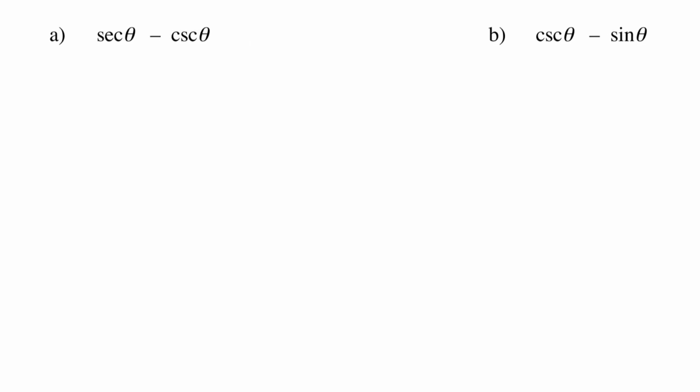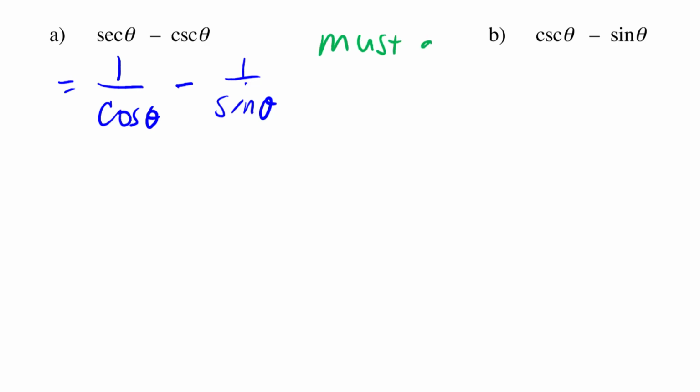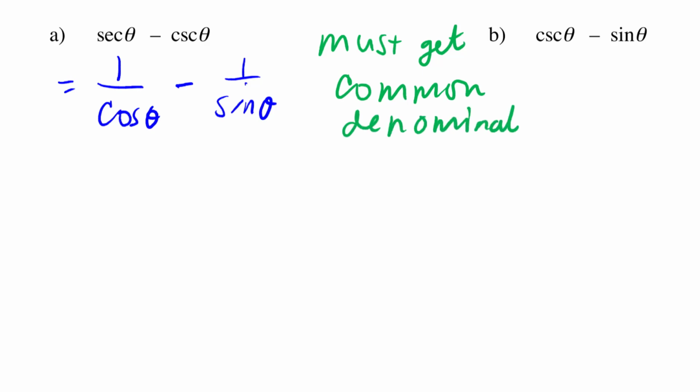All right, let's look at this next example. Secant theta minus cosecant theta. Secant, of course, is 1 over cosine theta, minus cosecant, 1 over sine theta. This time, they do not have common denominators. So in order for us to simplify, we must combine them by getting common denominators. And in this case, the common denominator is actually both factors, cosine theta times sine theta.